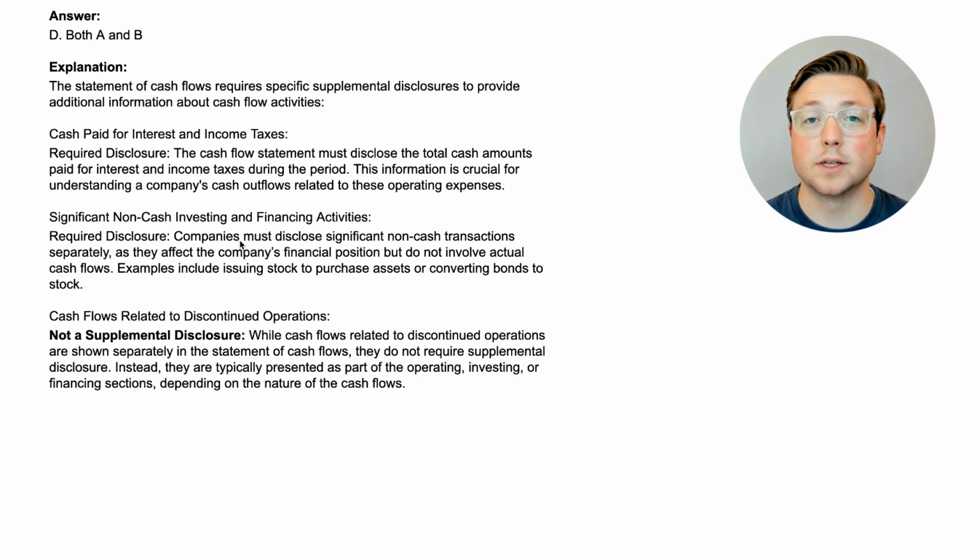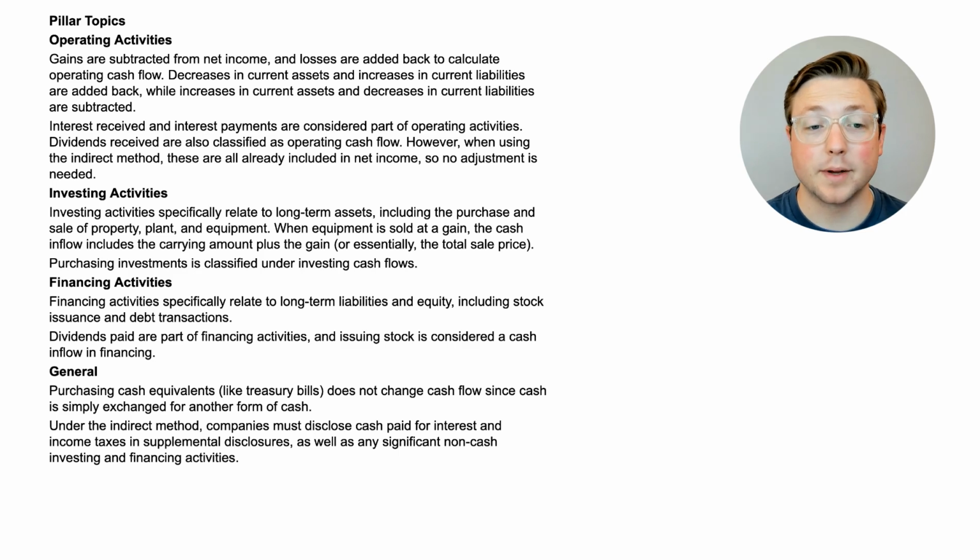Let's go to the Pillar Topics for this video. All right, here are the Pillar Topics. First, let's start with operating activities. So I'm just going to summarize how these all work. Gains are subtracted from net income, and losses are added back to calculate operating cash flow. And again, this is for the indirect method, which is what we were focusing on here.